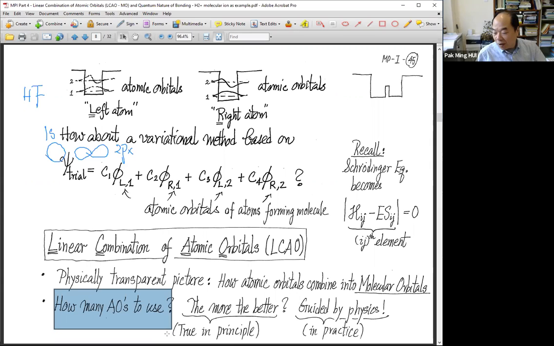You use these two, you already capture the key bonding. Of course, if you like, and you have computer power, you can include 2s, 2p, or all the other things, fine. But that will not improve very much. The key physics is already captured if you are guided by good physics.